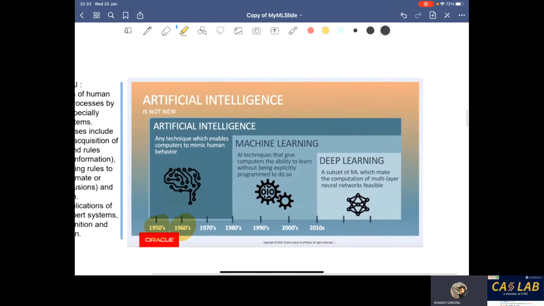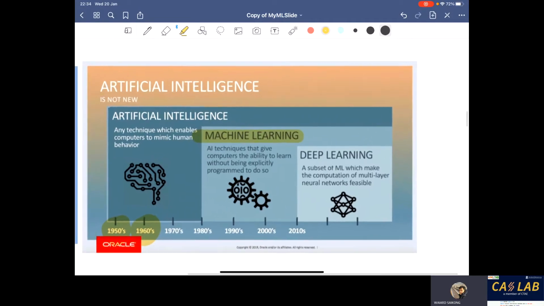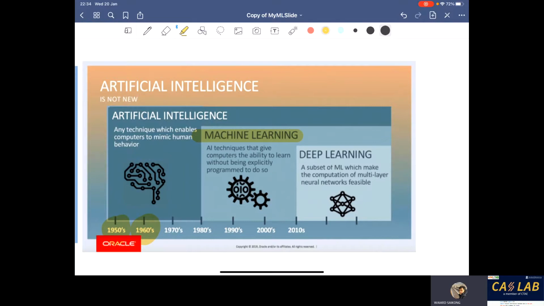What is the difference between AI, machine learning, and deep learning? AI, or artificial intelligence, is a technique that enables the computer to mimic human brain behavior. Machine learning is a technique that gives the computer the ability to learn without being explicitly programmed to do so. And deep learning, a subset of machine learning, makes the computation of multi-layer neural networks feasible.